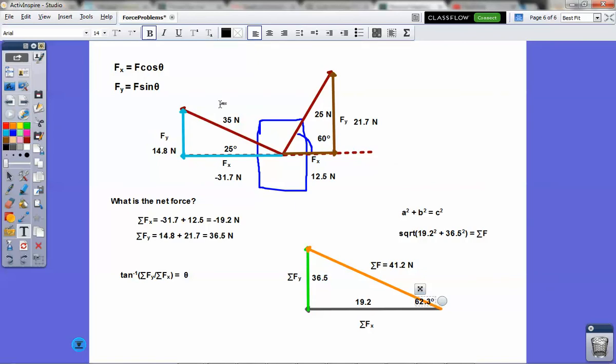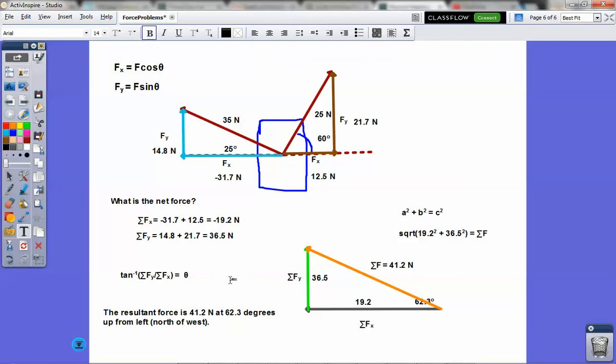So our final answer to a problem like this would be: the resultant force is 41.2 newtons at 62.3 degrees, and then we'll say up from left. We also could say north of west. Those are all possibilities here. We didn't really specify whether we were looking at the top of it or the side of it, so we'd have to say one of those two things.